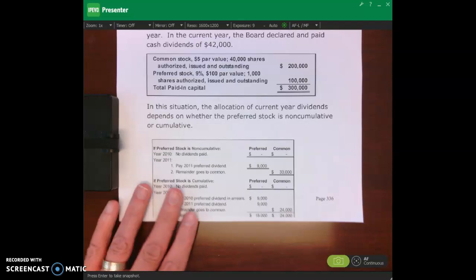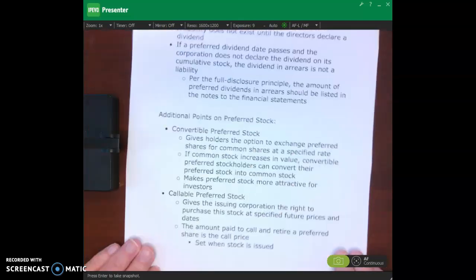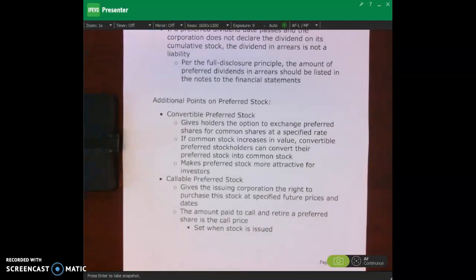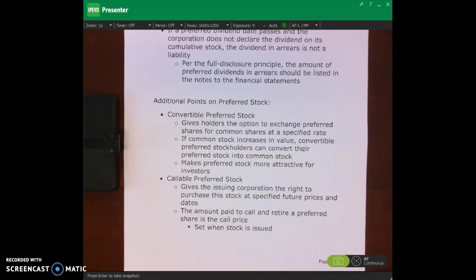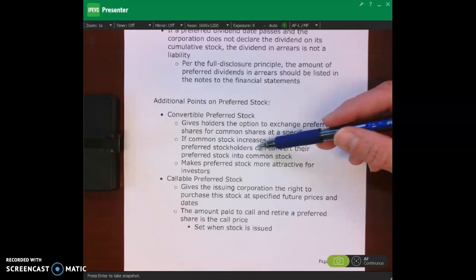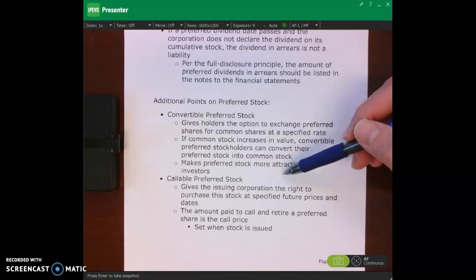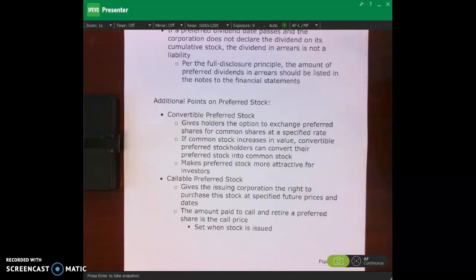So some additional points here on preferred stock. We can also talk about convertible preferreds and callable preferred stock. When we have convertible preferred stock, that gives the holders the option to exchange preferred shares for common stock at some specified rate. If that common stock increases in value, those convertible preferred stockholders can convert their preferred stock to common stock, and of course that makes preferred stock more attractive.